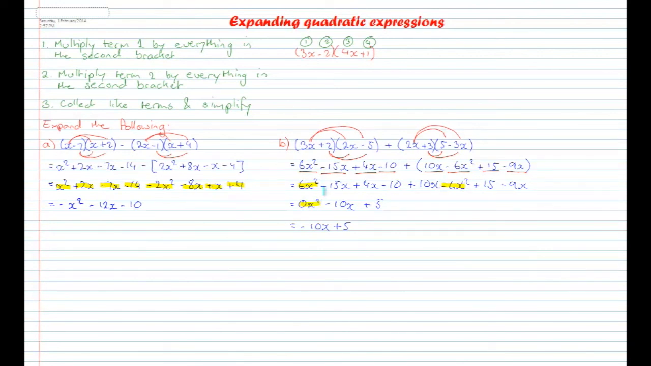Collecting like terms with the x's now, you get negative 15x plus 4x is negative 11x, plus 10x is negative 1x, minus 9x gets us negative 10x. And finally the constant term, negative 10 plus 15 is equal to positive 5. Now of course we don't need to write out the 0x squared, so we just get rid of that, and that leaves us with negative 10x plus 5 down here.